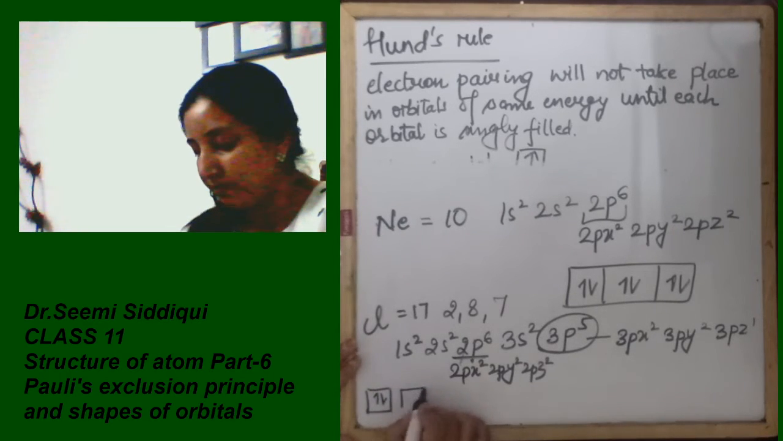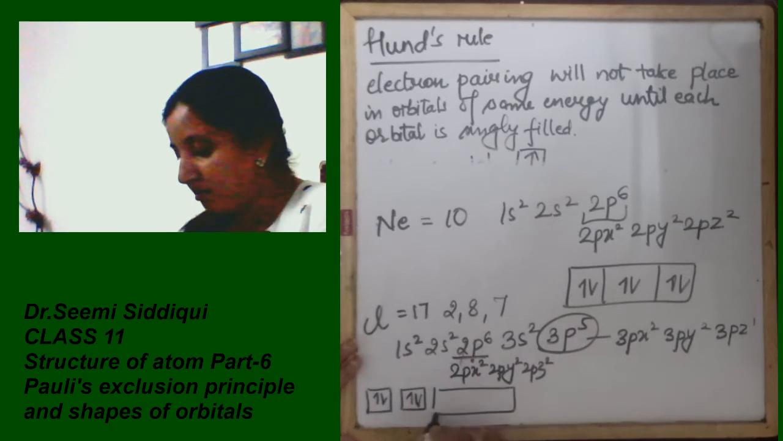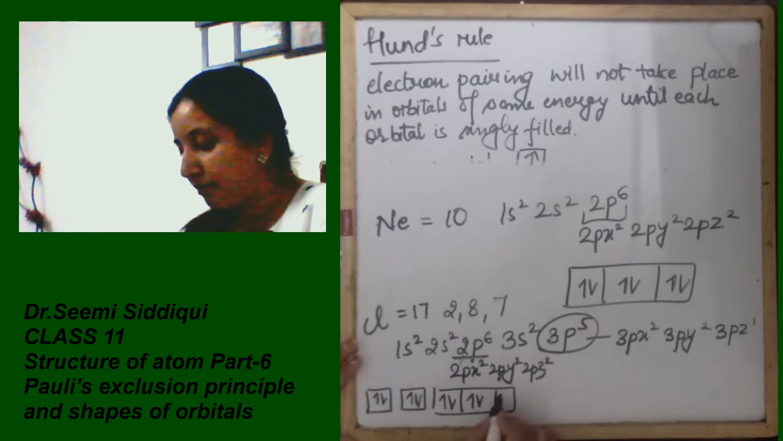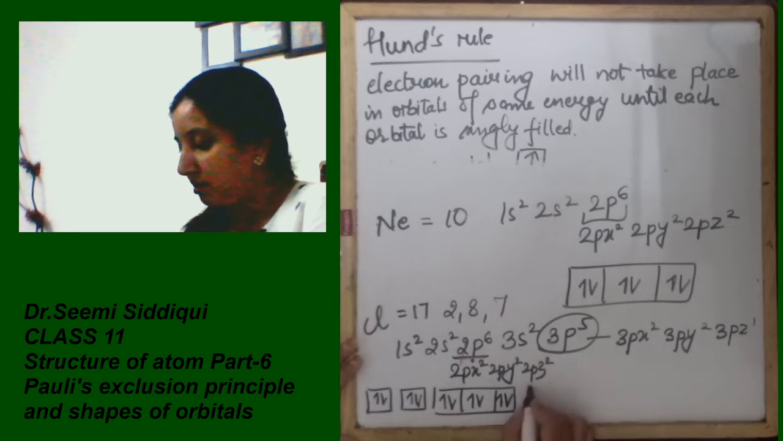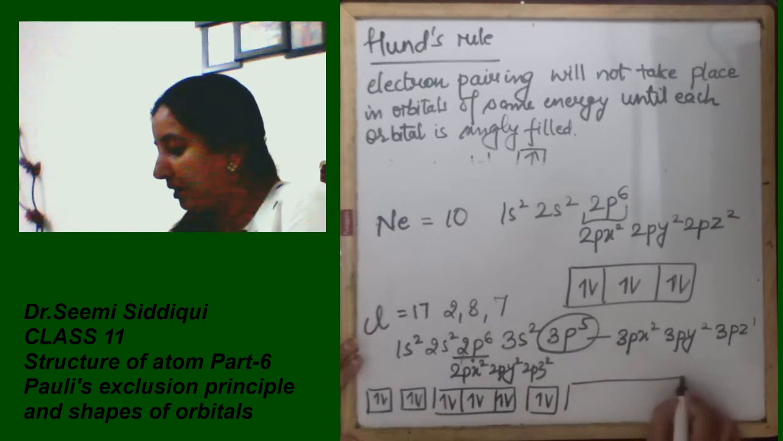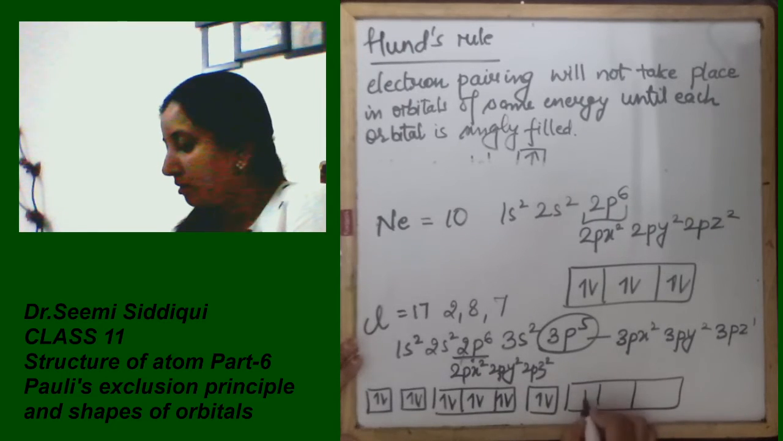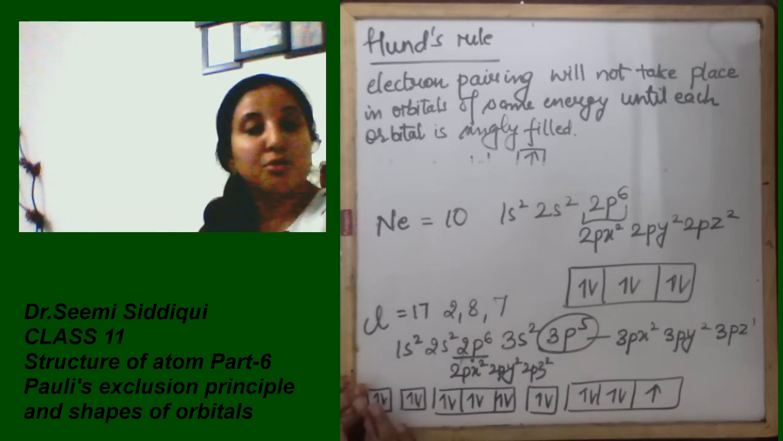1s, 2s, p के केस में 1 2 3 4 5 6, px py pz, 3s and then 1 2 3 4 5. Okay, in this manner we do it.